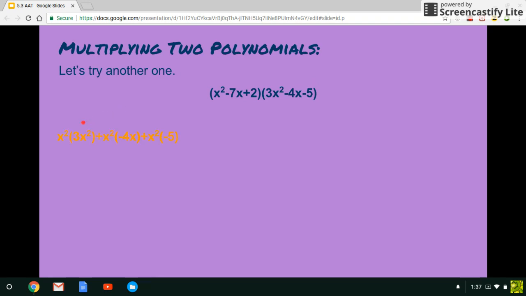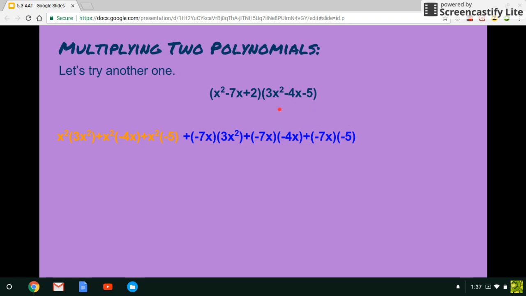So for this, we should get x squared times 3x squared plus x squared times negative 4x plus x squared times negative 5. Then our next step is going to be to take the second term in this first polynomial, so negative 7x, and distribute it to all 3 terms in the second polynomial. When we do that, we're going to get negative 7x times 3x squared plus negative 7x times negative 4x plus negative 7x times negative 5.